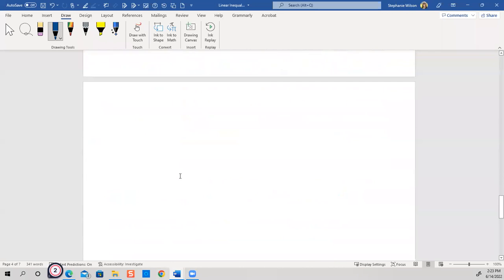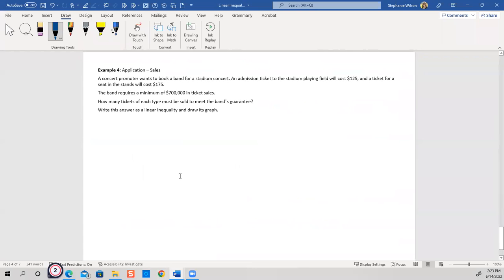Okay, so let's do our next example. A concert promoter wants to book a band for a stadium concert. An admission ticket to the stadium playing field will cost $125. A ticket for a seat in the stands will cost $175. The band requires a minimum of $700,000 in ticket sales. How many tickets of each type must be sold to meet the band's guarantee?